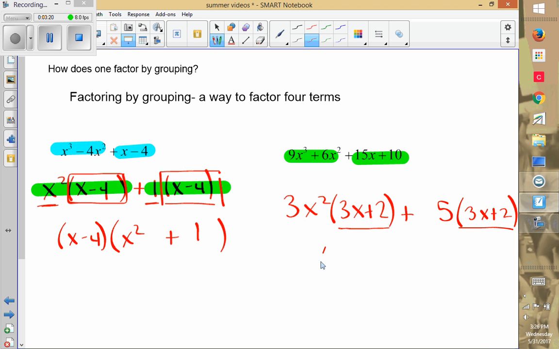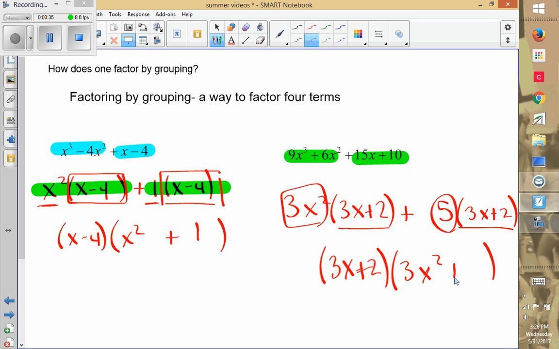So my next step would be to factor out the GCF of the binomial, which is the binomial. And then what's going to be left over is the 3x squared and the 5. So now we have it factored.